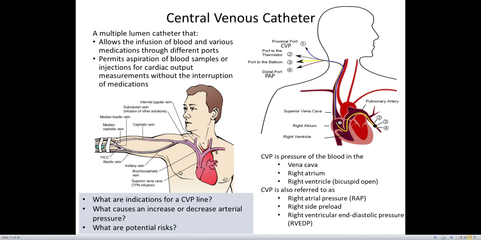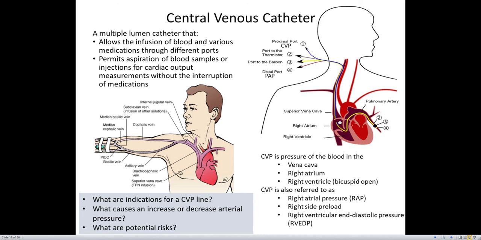Okay, moving on to central venous catheter. But really, a lot of times the CVP catheter is part of the Swan-Ganz catheter, which is what you see on the right side here, the pulmonary artery catheter. But sometimes they won't be used to necessarily do the more invasive measurements that occur in the heart and the pulmonary artery. So that's what we're talking about here, is simply measuring the central venous pressure.